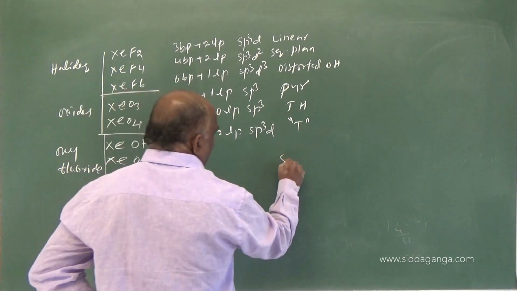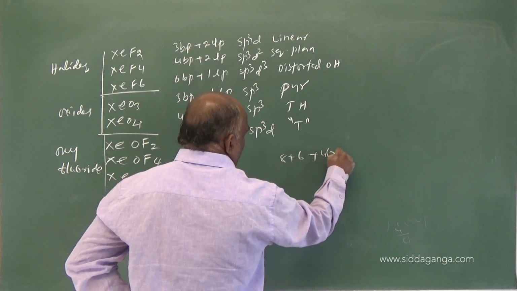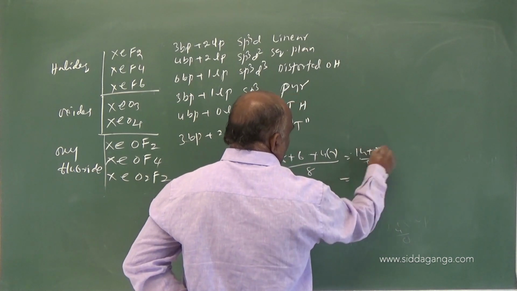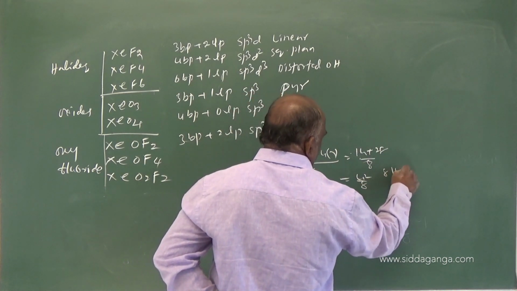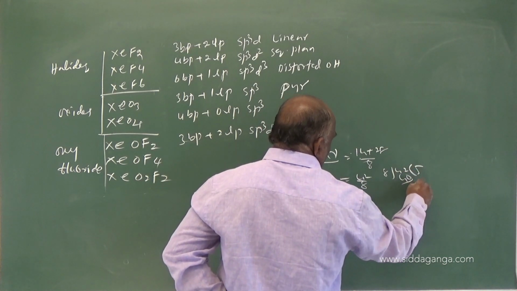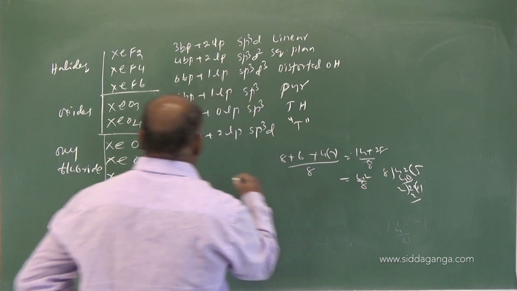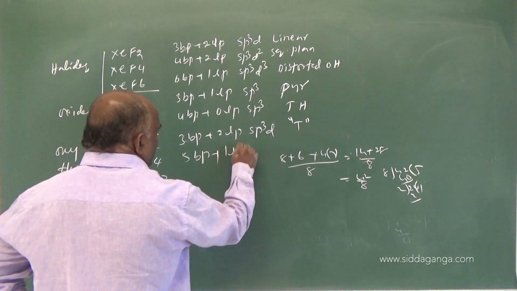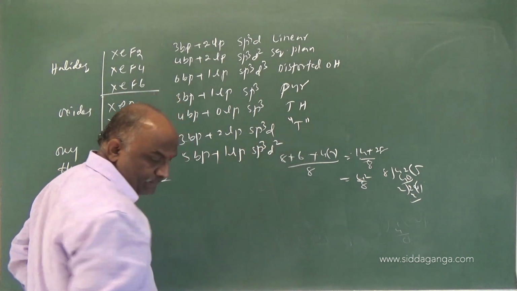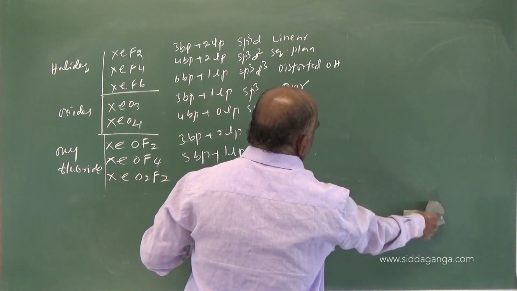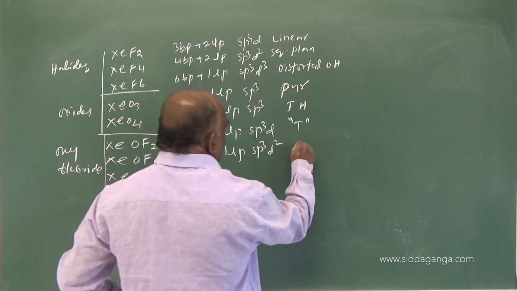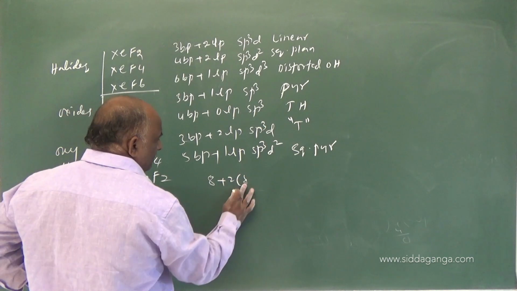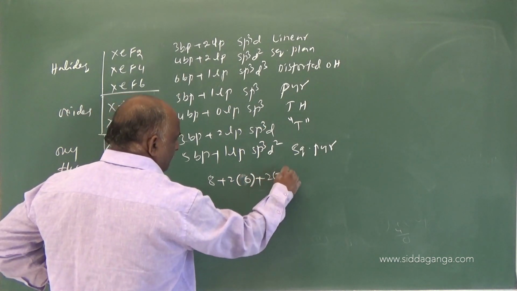While coming to XeOF4: 8, 6, 4 into 7 by 8, 14 plus 28, 42 by 8. 8 5s are 40, 2 1s is 2. 5 plus 1: 5 bond pairs, 1 lone pair, sp3d2, square pyramidal. And the last one is 8 plus 2 into 6 plus 2 into 7 by 8.